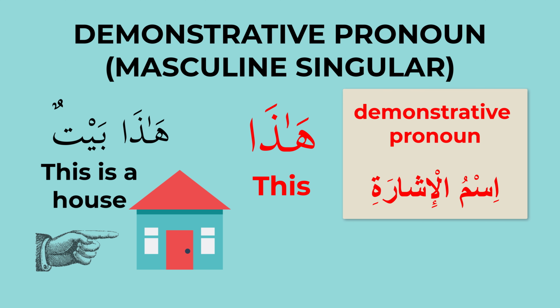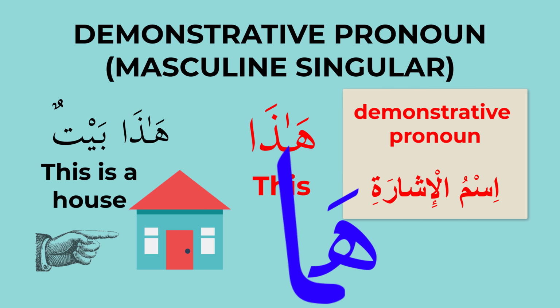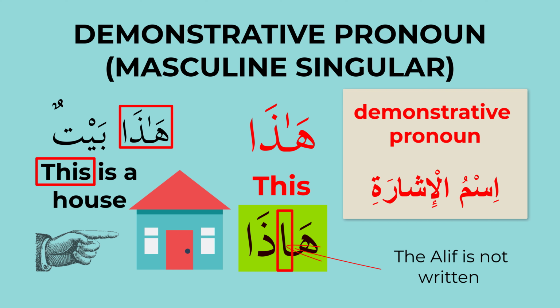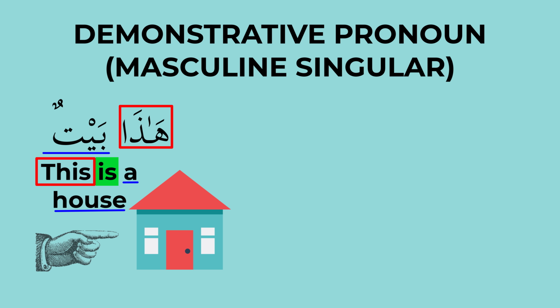See, it is pronounced like Hadha, but this alif is not written. It is explained in the key also. But you said in English that this is a house. I see this here, Hadha. I see a house here, baytun. I don't see anything similar to is in Arabic. What about is? So what is? We go to English grammar.